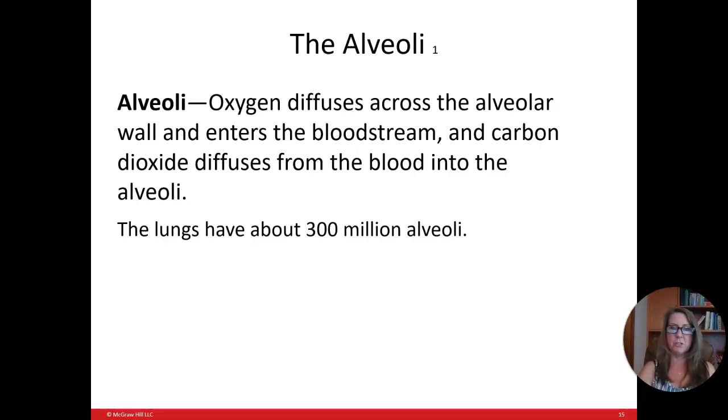Oxygen is high in the alveoli and low in the bloodstream. CO2 is high in the bloodstream and low in the alveoli, so they essentially are going to move across that concentration gradient.